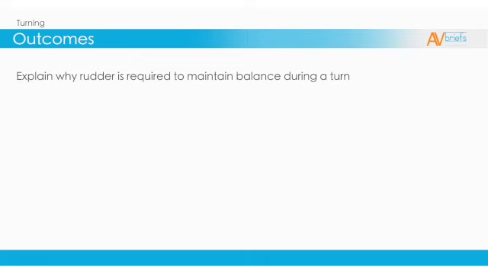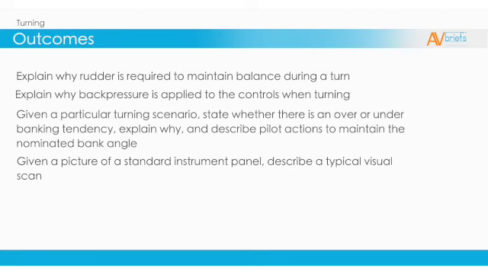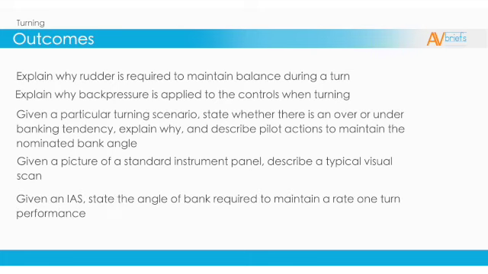Our outcomes for today are: explain why rudder is required to maintain balance during a turn. Explain why back pressure is applied to the controls when turning. Given a particular turning scenario, state whether there is an over or under banking tendency, explain why, and describe pilot actions to maintain the nominated bank angle. Given a picture of a standard instrument panel, describe a typical visual scan during the turn. Given an indicated airspeed, state the angle of bank required to maintain a rate 1 turn performance.